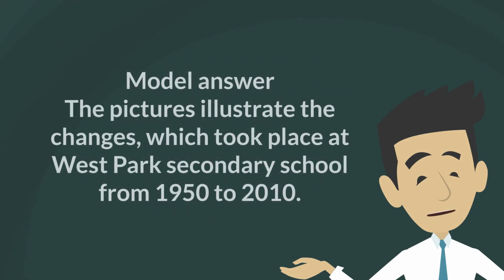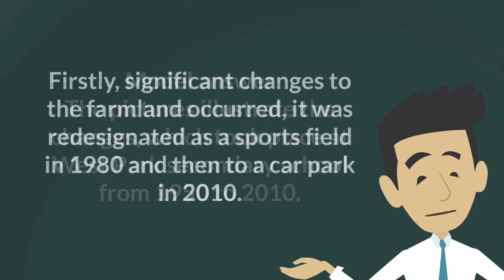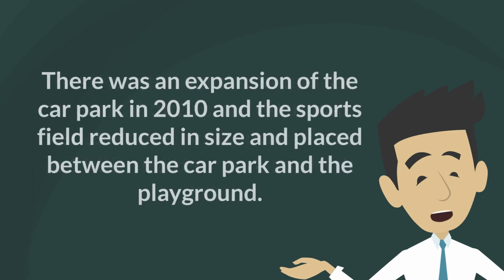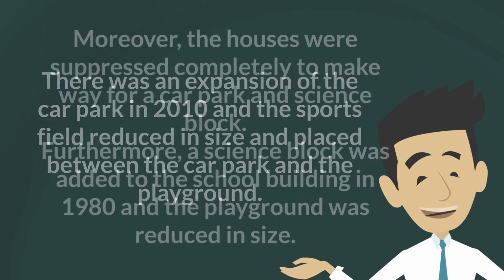Model answer. The pictures illustrate the changes which took place at West Park Secondary School from 1950 to 2010. Firstly, significant changes to the farmland occurred. It was redesignated as a sports field in 1980 and then to a car park in 2010. There was an expansion of the car park in 2010 and the sports field reduced in size and placed between the car park and the playground.